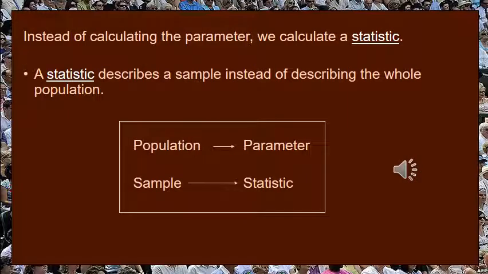So you have 4 words to remember. A population, you know what it is already, and a number that describes a population is called a parameter. Both start with letter P. A sample is a fraction of the population you work with, and the number that describes a sample is called a statistic. Both start with letter S.